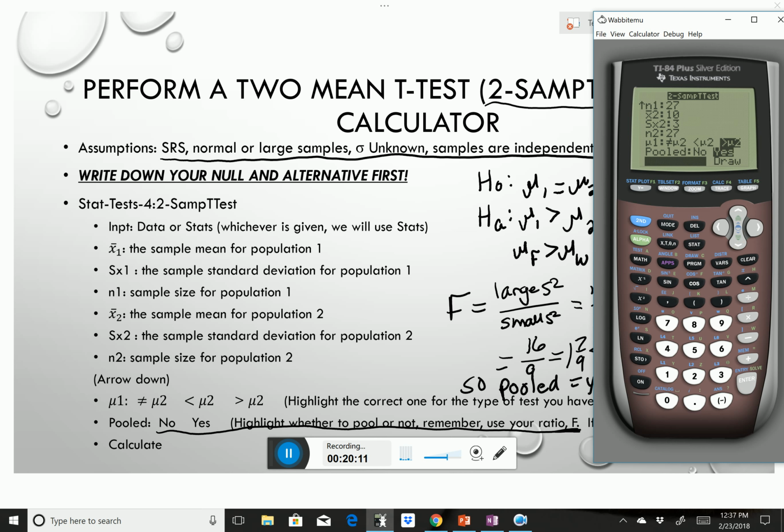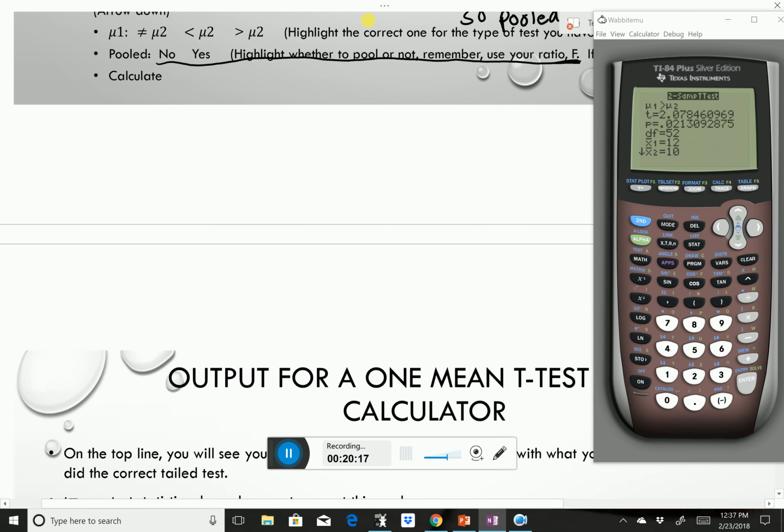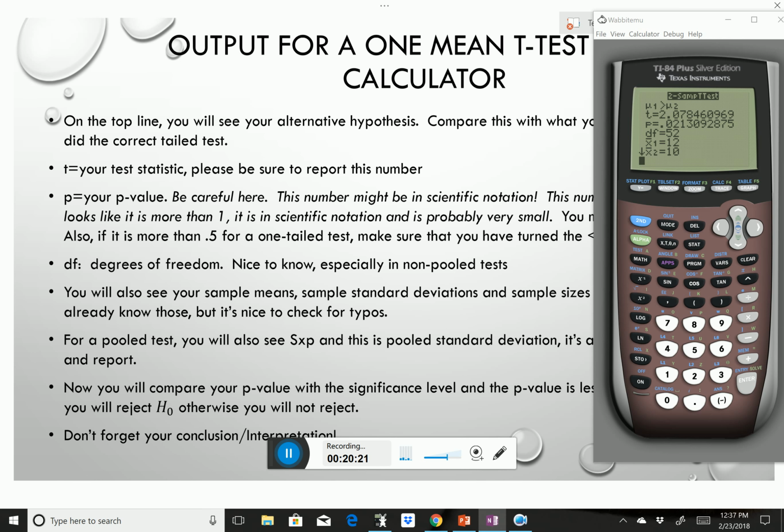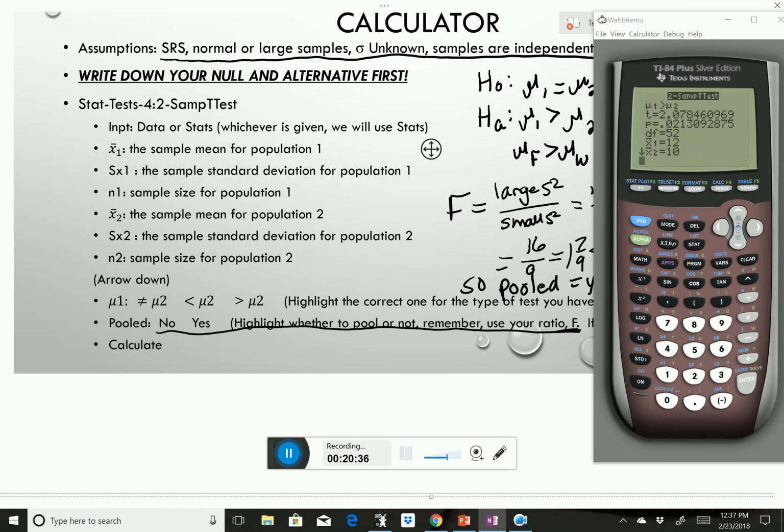So then we want to calculate. And here's our information. So here is our output. On the top line, you see your alternative hypothesis. So this is right here: mu1 is greater than mu2. Is that what we wanted? Let's see. Yes, that's what we wanted.